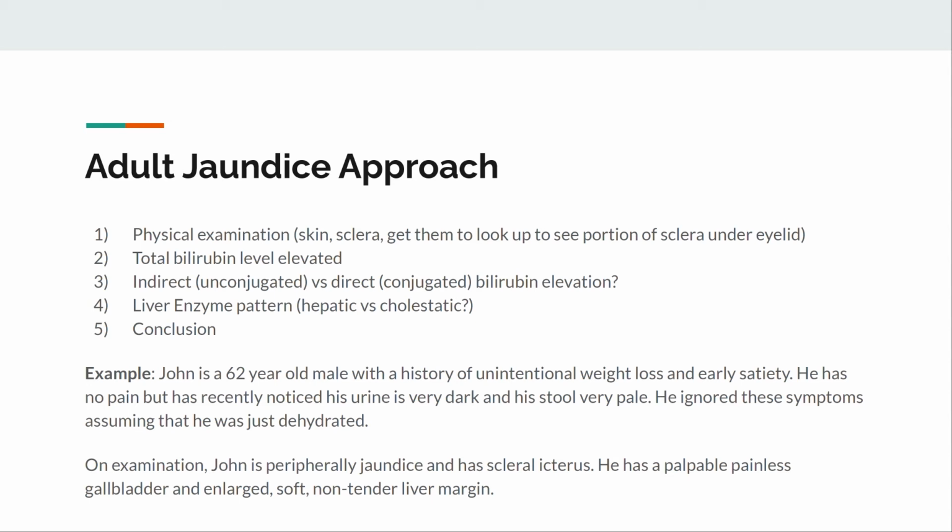John is a 62-year-old male with a history of unintentional weight loss and early satiety, meaning he feels full sooner than usual. He has no pain, but he's recently noticed his urine is very dark and his stool is very pale. He ignored these symptoms, assuming that he was just dehydrated. On examination, he's peripherally jaundiced and has scleral icterus. He has a palpable painless gallbladder and an enlarged, soft, non-tender liver margin.